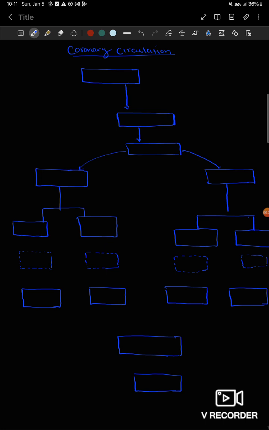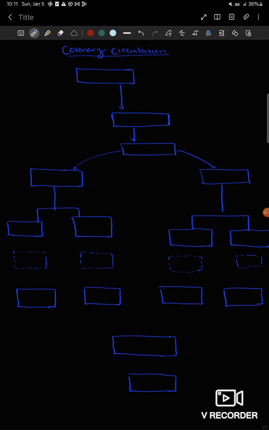So this coronary circulation system starts on the left side of the heart, especially on the left ventricle. Because we know the heart has four chambers, we have the right chambers and the left chambers. But this coronary circulation system starts from the left chamber, especially the left ventricle.